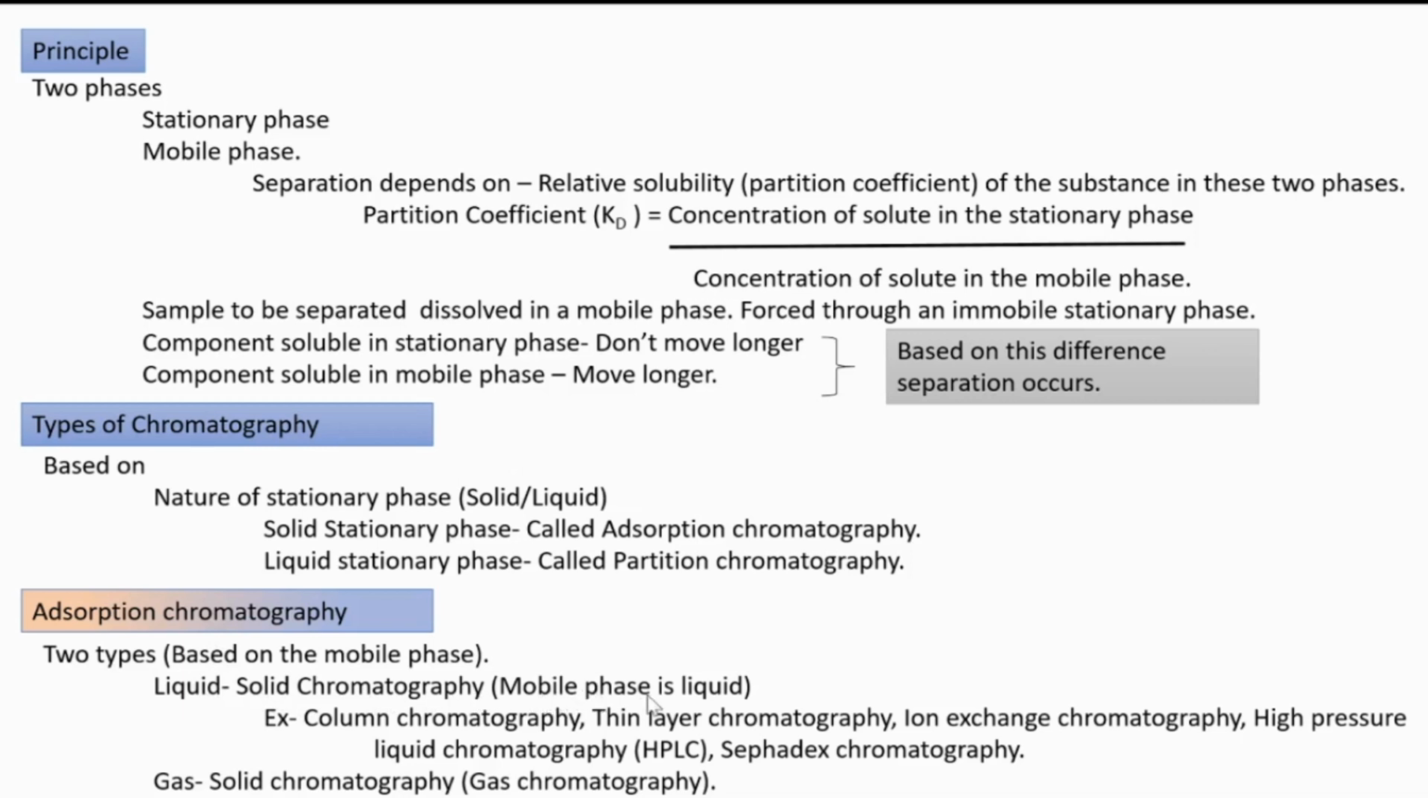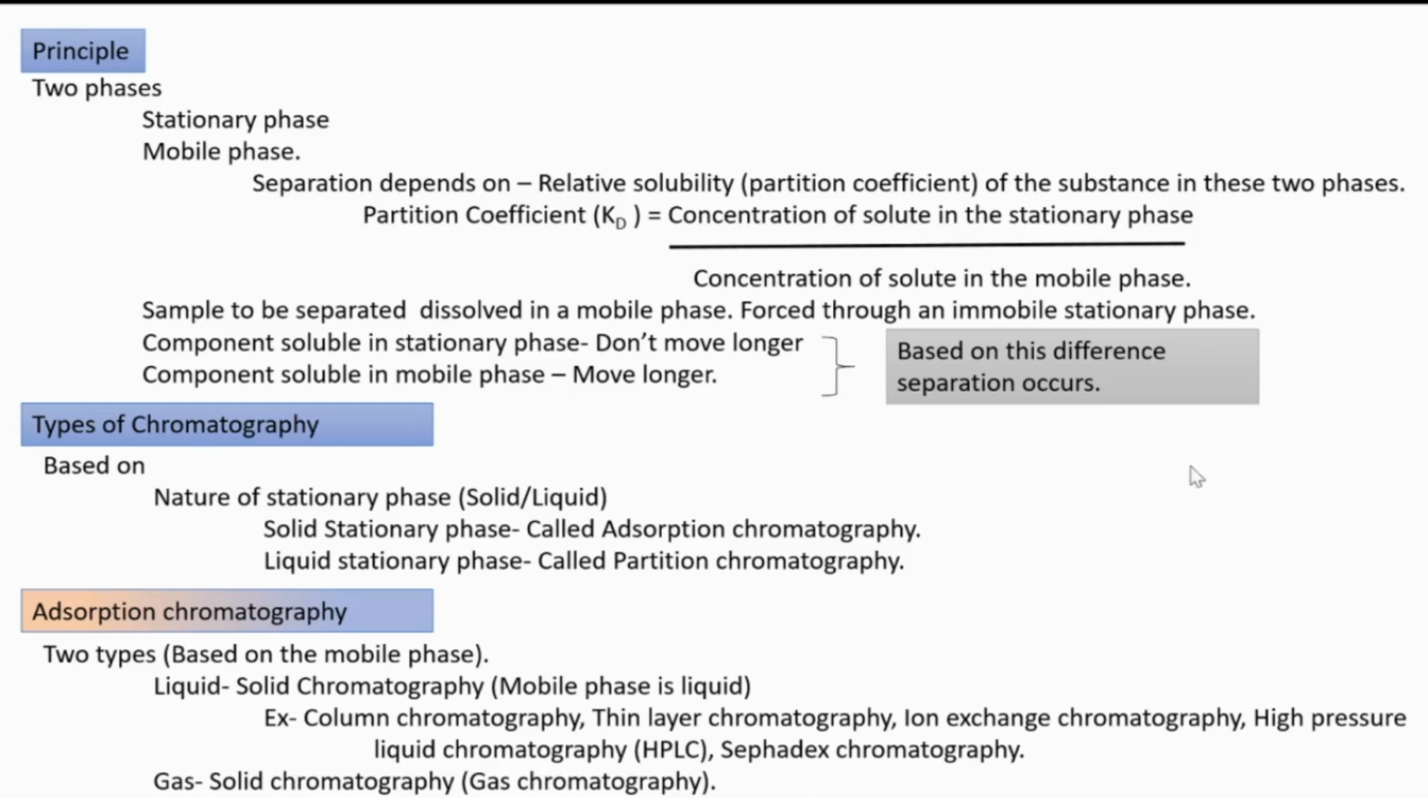Here the mobile phase is liquid. Examples of such type of chromatography are column chromatography, thin layer chromatography, ion exchange chromatography, so many are there. Next, another type of adsorption chromatography, gas solid chromatography. Here the stationary phase is solid but the mobile phase is gas, called gas chromatography. These are the two types of adsorption.